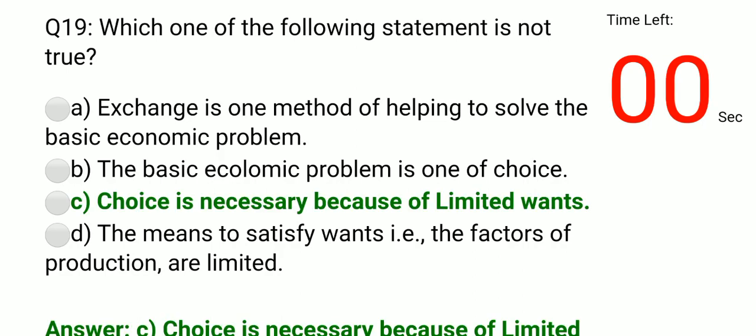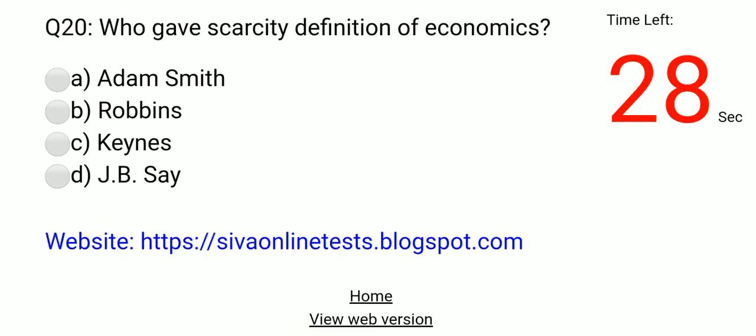Answer. C. Choice is necessary because of limited wants. Question 20. Who gave the scarcity definition of economics? Options. A. Adam Smith. B. Robbins. C. Keynes. D. J.B. Say.